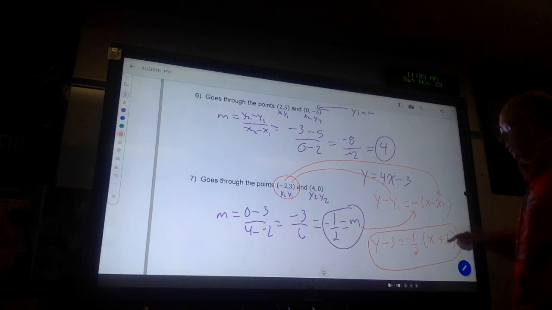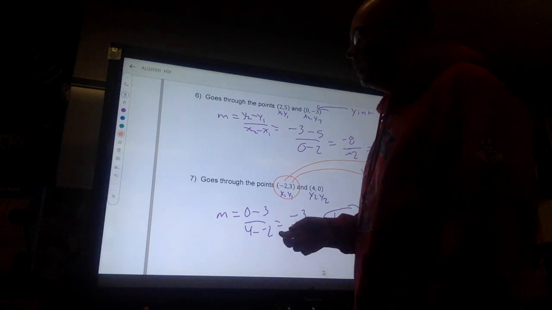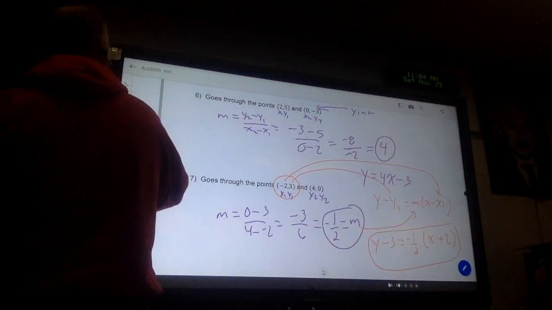You can leave it like this. It's up to you if you want to distribute over. If you pick the other point, it's actually the same equation, though it looks a little different because you have 4 and 0 plugged in. But if you solved it for y, you're going to get the exact same linear equation.